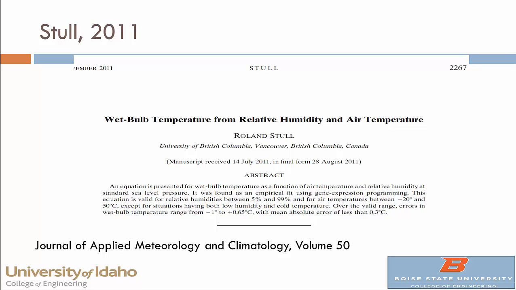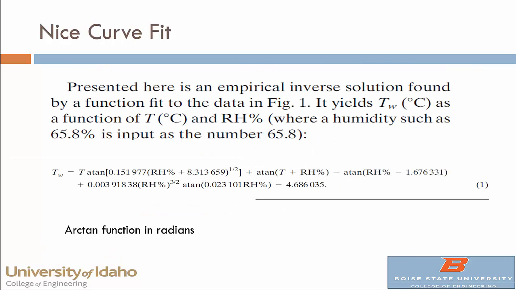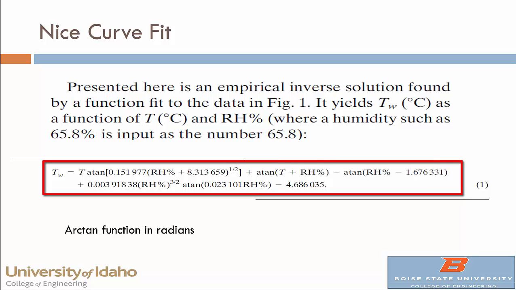So not surprisingly, this is exactly what we're looking for, right? Wet bulb temperature from relative humidity and air temperature. And so I just took this excerpt from the paper. This is the meat of the paper. It's this equation. It's a curve fit where TW is the wet bulb temperature, T is the dry bulb temperature, and RH is the relative humidity.